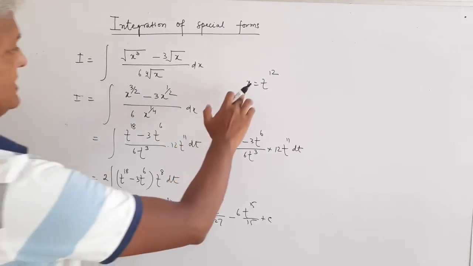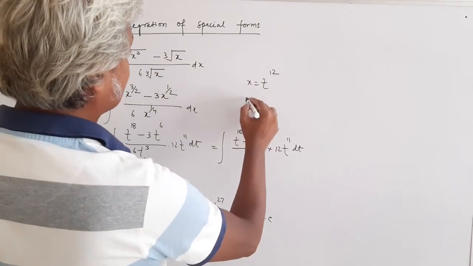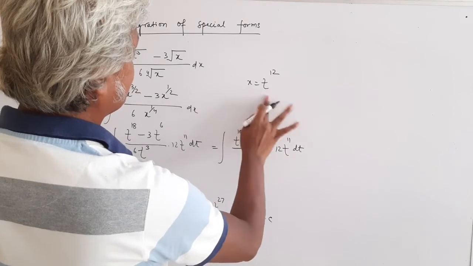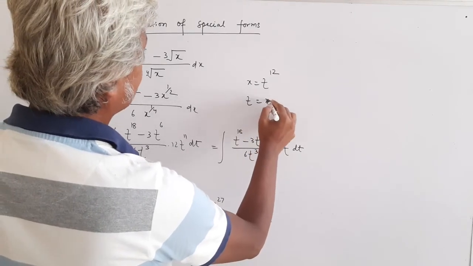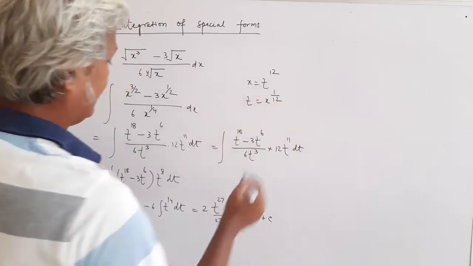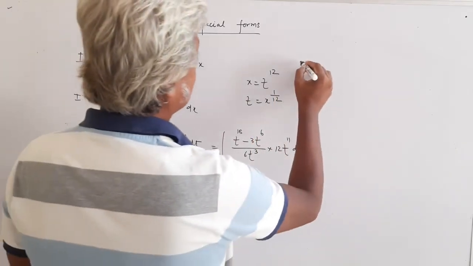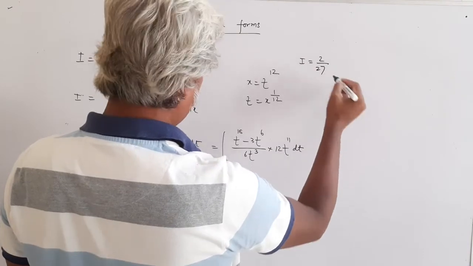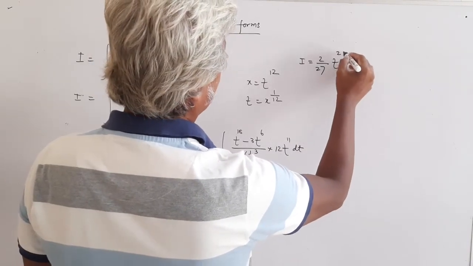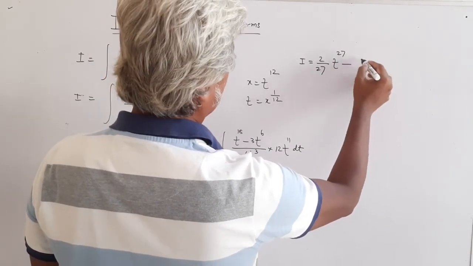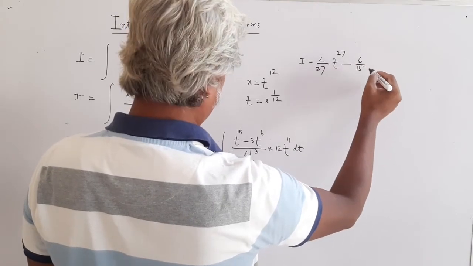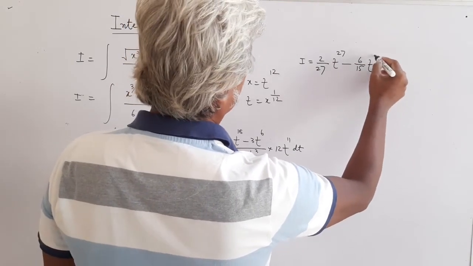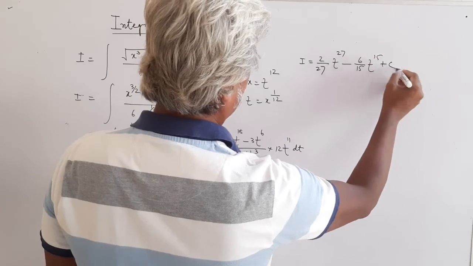So you see that t to the power 12 is x. So what is x? What is t? So t is x to the power 1 over 12. So our answer is I is 2 over 27 t to the power 27 minus 6 over 15 t to the power 15 plus c.